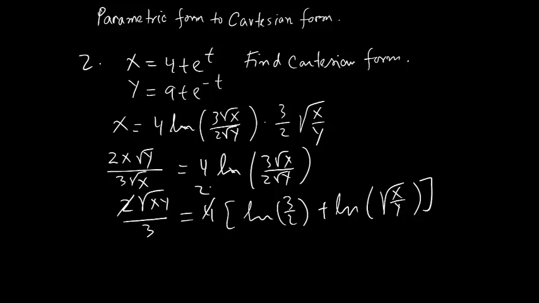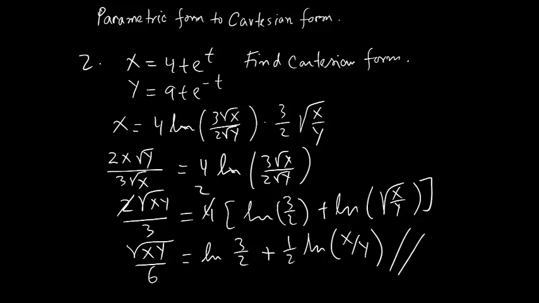If you want, you can further simplify. Here is 2, and then move this to the other side, so you get square root of xy over 6, which is natural log of 3 over 2 times 2. Oh, I have moved 2 already on this side, and then plus, if you want to bring the square root in front, half natural log of x over y. You can say this is your Cartesian form, very complicated. Now we want to find some maximum point on this. We'll see this one in Cartesian form or polar form.